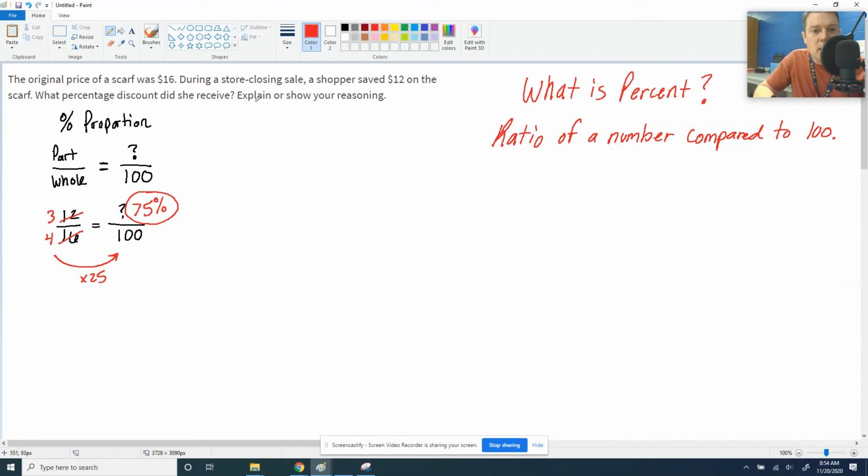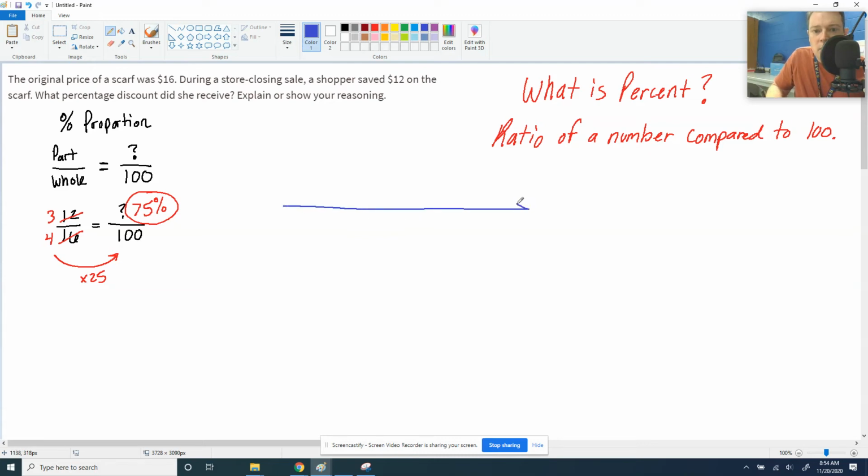75% discount would be the answer to this. And this would be good shown work using the percent proportion. And let's do another strategy. Another strategy that's pretty popular, starting to gain a lot of popularity, is the double number line. We'll use this a lot in our lessons throughout the next few weeks.